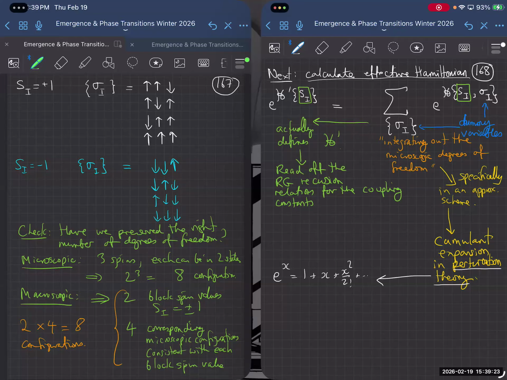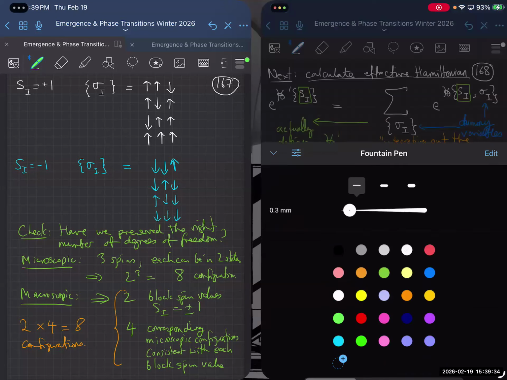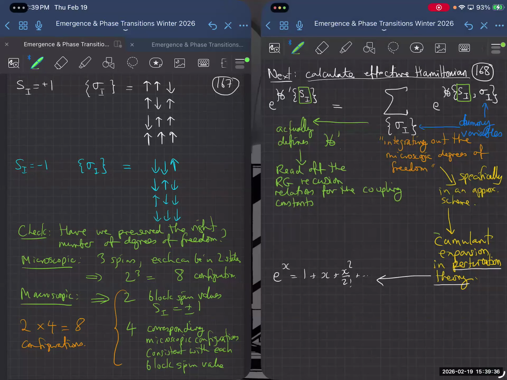Okay, so if you've got a partition function, e to the kinetic energy plus potential energy, you can expand it, e to the x, using perturbation theory. Okay, the cumulant expansion is not that. It's a different expansion. It's a better expansion. And I'm going to show you what it is in a few minutes. Okay, and I'll define it for you very carefully. So that's what we're going to do.